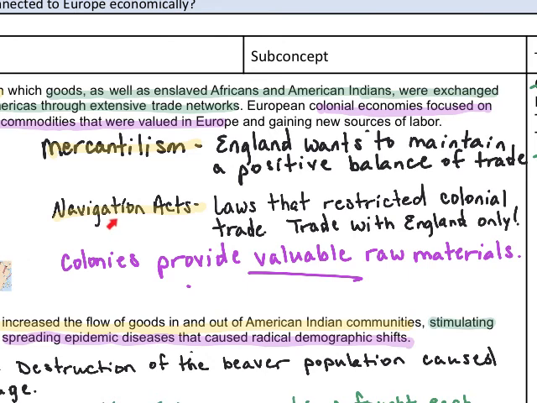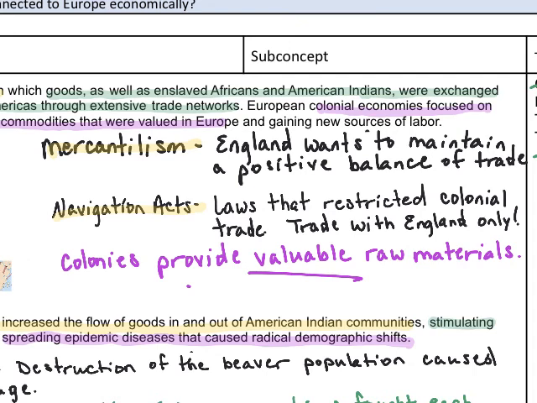Now, to ensure that the colonies were following the rules of mercantilism, that they were doing what they were supposed to do, England passes a series of Navigation Acts, and there's a few of them. But essentially the Navigation Acts were laws that restricted colonial trade, and they were limited to trade with England only, regardless of whether or not there might have been another buyer who was willing to pay more for the raw materials. Legally, they were required to trade with England.